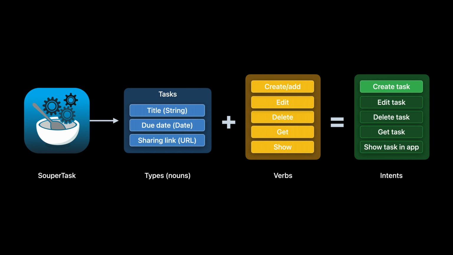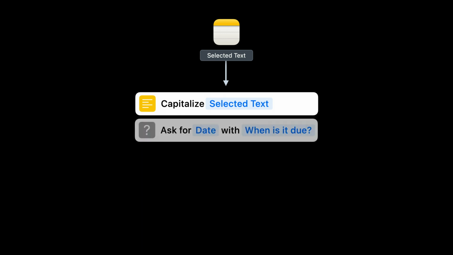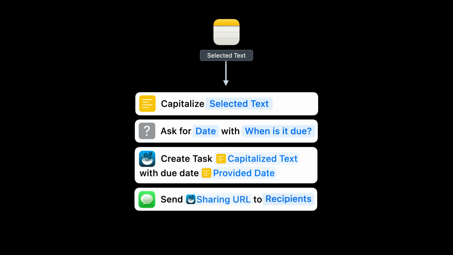With just create task, someone could create an automated workflow that takes selected text from notes, capitalizes the text if necessary, and asks the user to enter a due date. Then, the shortcut can pass that text and due date into the create task action, which will deliver an intent to create the task to my app. Once the task has been created in my app, my intent will return the task, including the sharing URL, and the shortcut can send that link to someone in a message. Now that's just one example. Because there are so many different actions and shortcuts, people can utilize the create task action in nearly infinite ways.